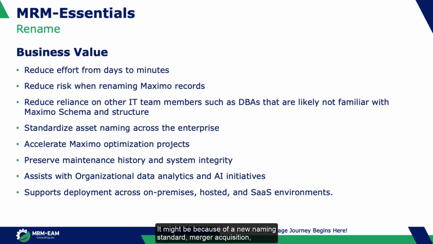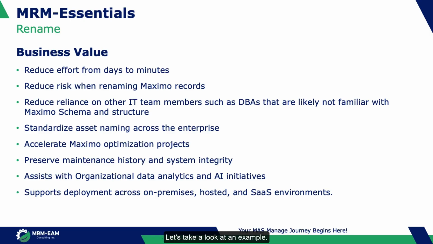It might be because of a new naming standard, merger or acquisition, data cleanup, or integration with other enterprise systems. Assets, locations, items, classifications, PMs, job plans, these were all created years ago, often no longer aligning with how the business manages equipment today. Renaming records in Maximo is not always straightforward. As most Maximo administrators know, record identifiers like asset number, location, and item number are referenced across the system.